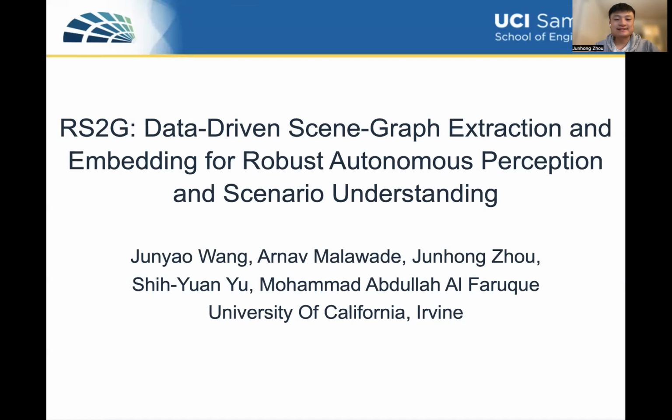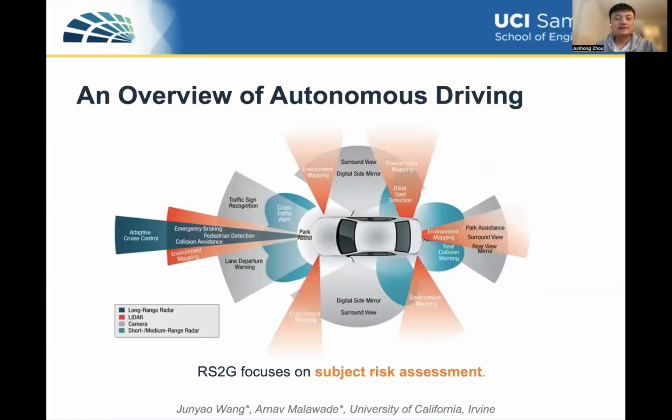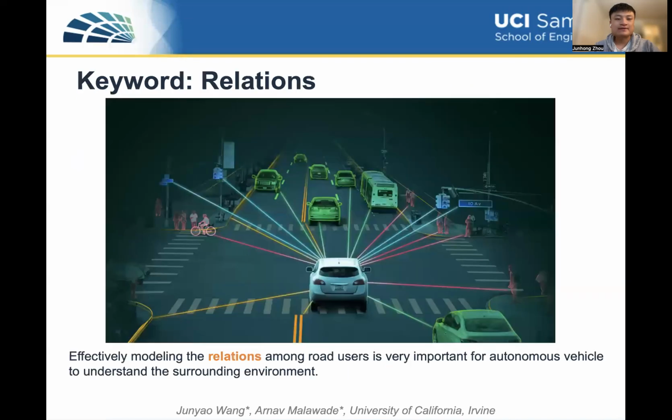I'm glad to share our work RS2G, data-driven scene graph extraction and embedding for robust autonomous perception and scenario understanding. Our work focuses on one of the most important tasks in autonomous driving, subjective risk assessment. It is the task that lets the car determine whether its surrounding is dangerous or safe, and then it can take the corresponding action.